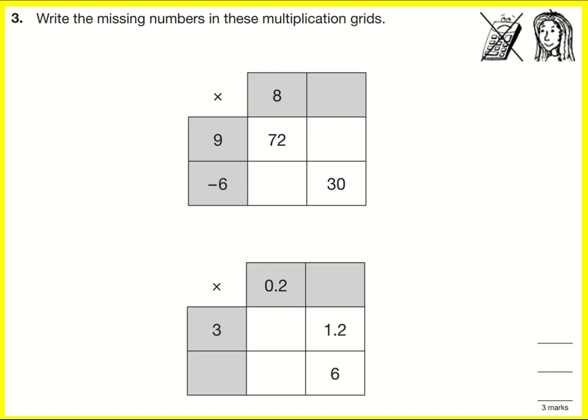We have to fill in the multiplication grids in this question. So some inside the grid and some on the edges. So this 72 comes from multiplying 9 times 8. If you know your times tables, this is really going to be helpful. If not, it is going to be tougher.